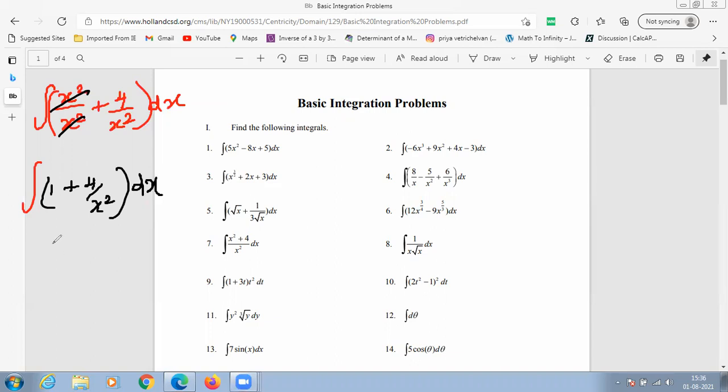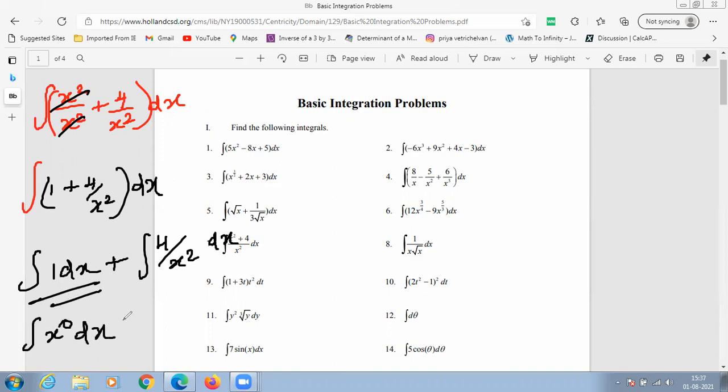So now I'm going to apply the distributive property. I'm going to split this into two terms. It's going to be integral 1 dx plus integral 4 upon x square dx. So when you integrate 1, you'll be writing it as x power 0 dx, plus you can take the 4 outside and 1 by x square can be written as x power minus 2 dx.